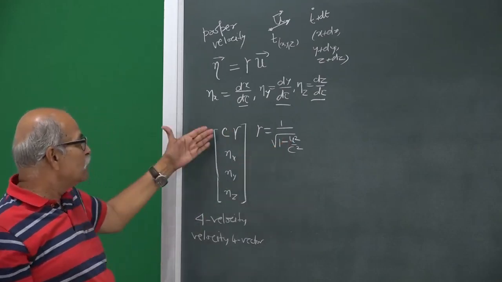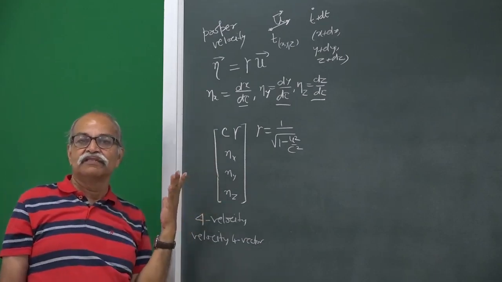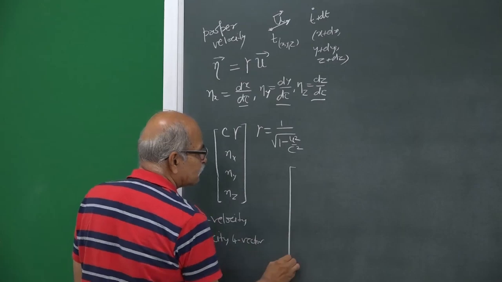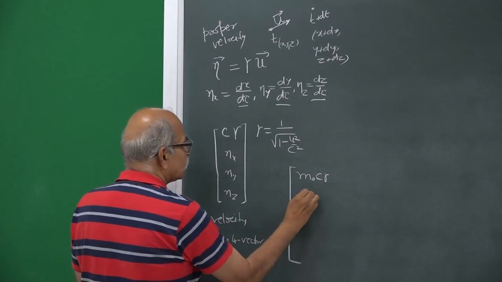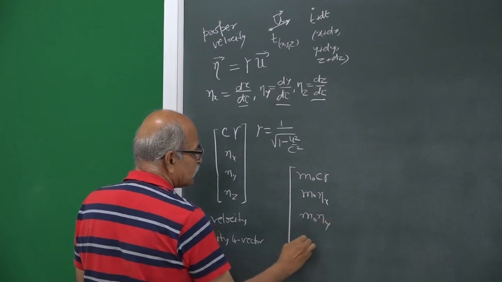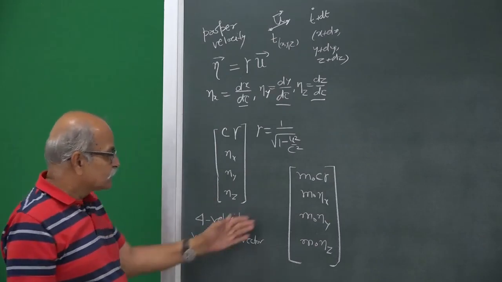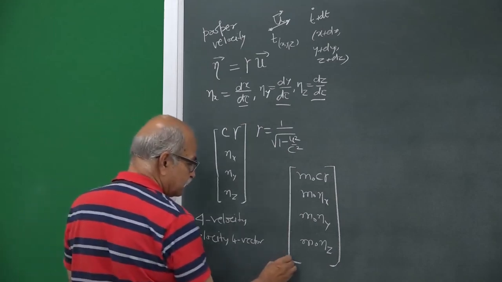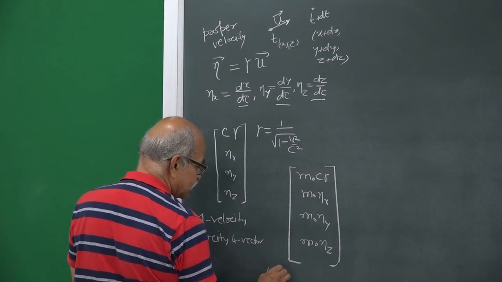Now, we multiply all the 4 components with the rest mass of the particle, which is again a constant. So, m naught times this. We construct another 4 vector: m naught times c gamma, then m naught times eta x, m naught times eta y and m naught times eta z. Since this is a 4 vector, this is also a 4 vector, we are only multiplying by a constant, and this 4 vector we call the momentum 4 vector or 4 momentum.